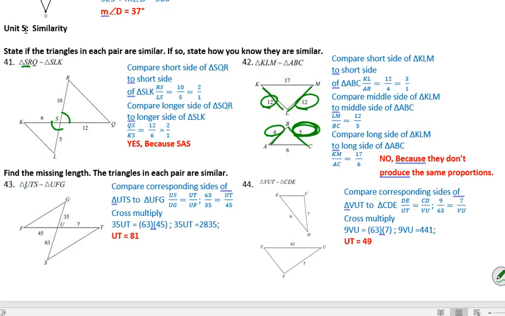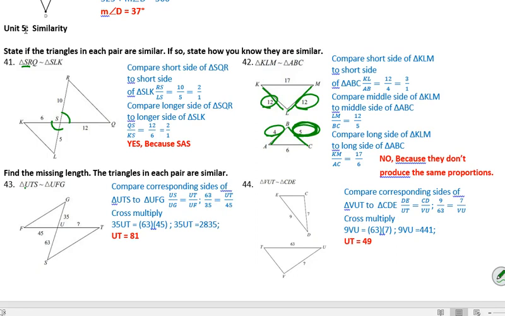So we did US over UG is equal to UT over UF. 63 over 35 is equal to UT over 45. And remember what we do here, we cross multiply these and solve for what's missing. That's how we get that UT is 81.